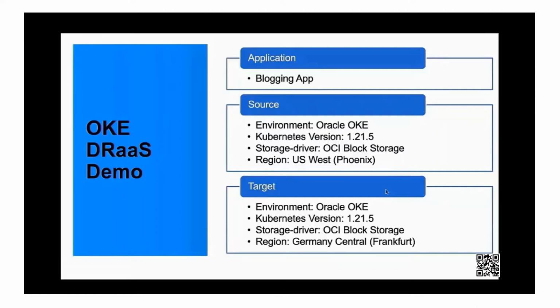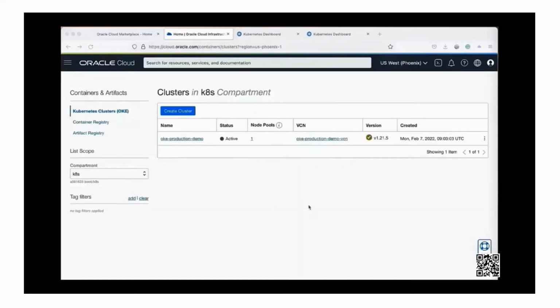In this demo we are going to test a web application. Let's start the demo. Now let's look at both the production and DR environments. What you see is an Oracle OKE cluster for production, which is running in US West, and we have the other cluster, which is running in Germany.